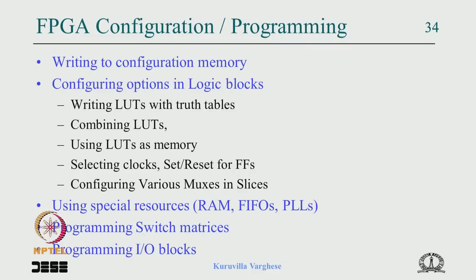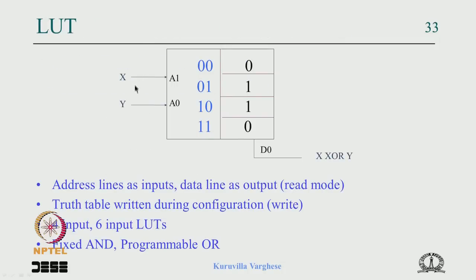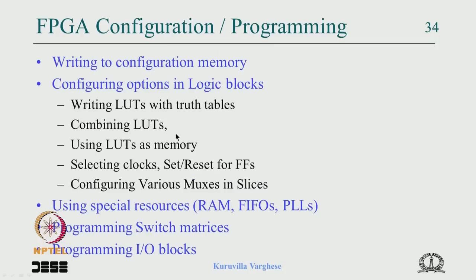Before going further, I want to tell you that when we say we are programming or configuring an FPGA, it means essentially writing to configuration memory. All the interconnection patterns are configured here, all interconnection, all logic, all special resources, everything. Within a logic block, there are a lot of things to configure. One is writing the lookup table with the truth table, when you are using the lookup table as a Boolean logic implementation. Sometimes you need more inputs, then you can combine lookup tables, and that needs some additional circuitry to be configured. That is also done through the configuration.